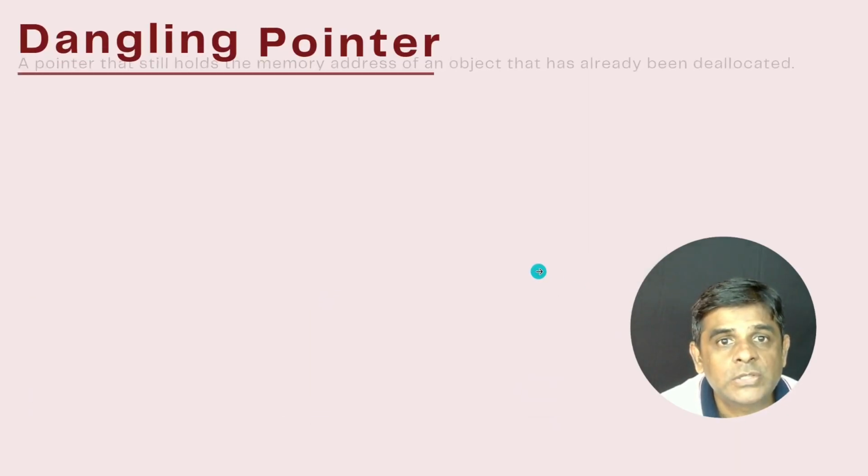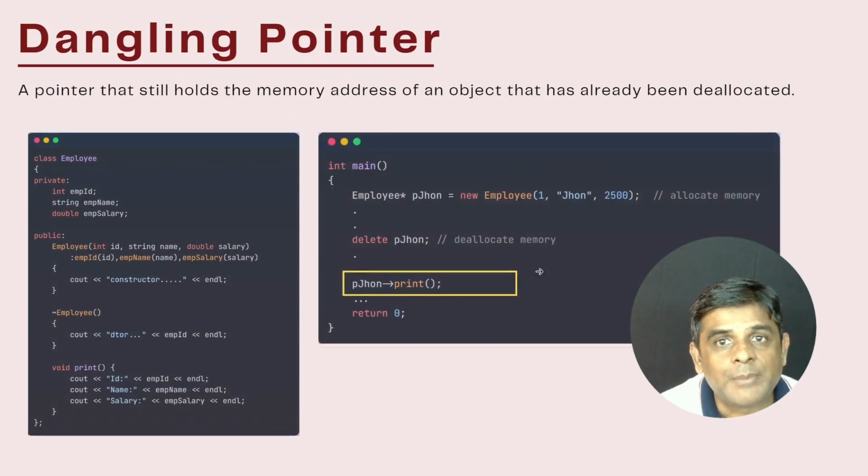Another problem is the dangling pointer. That means our pointer is pointing to a memory location which has already been deleted. So this is the same example, same class. Here we first create an object dynamically, then we delete it, and then we still use that deleted pointer to perform some action. This is really a problem. This is called a dangling pointer.